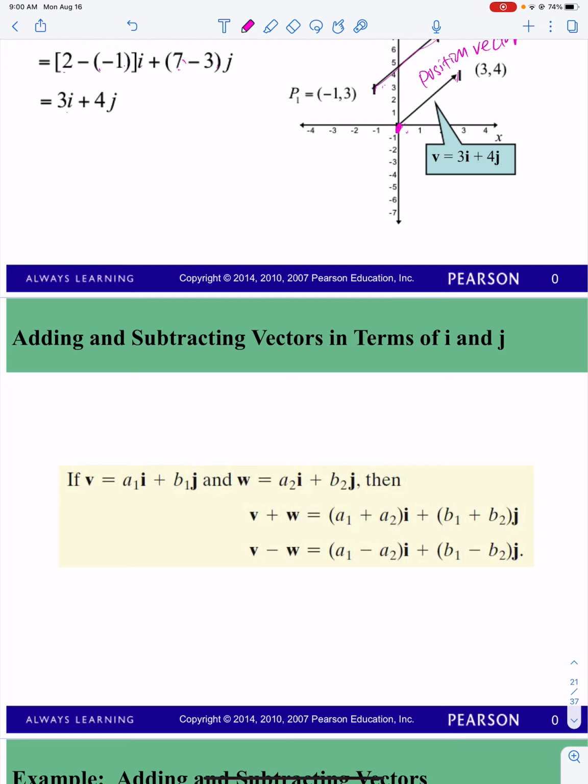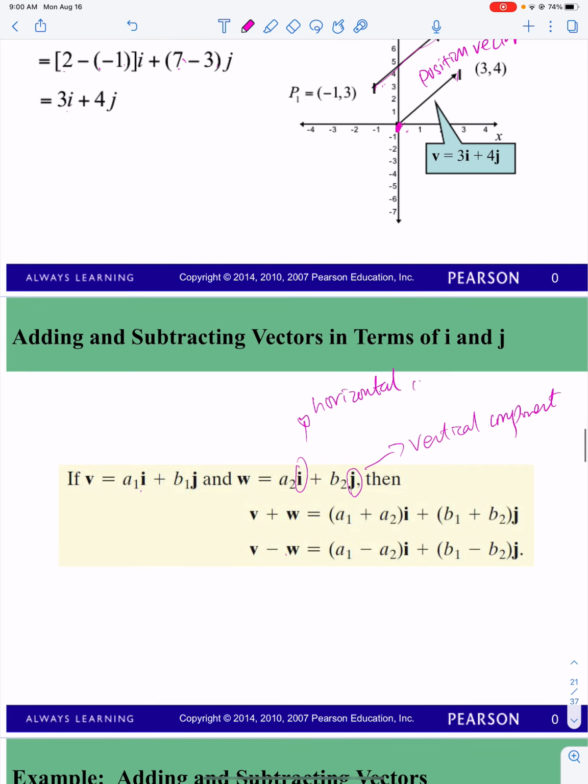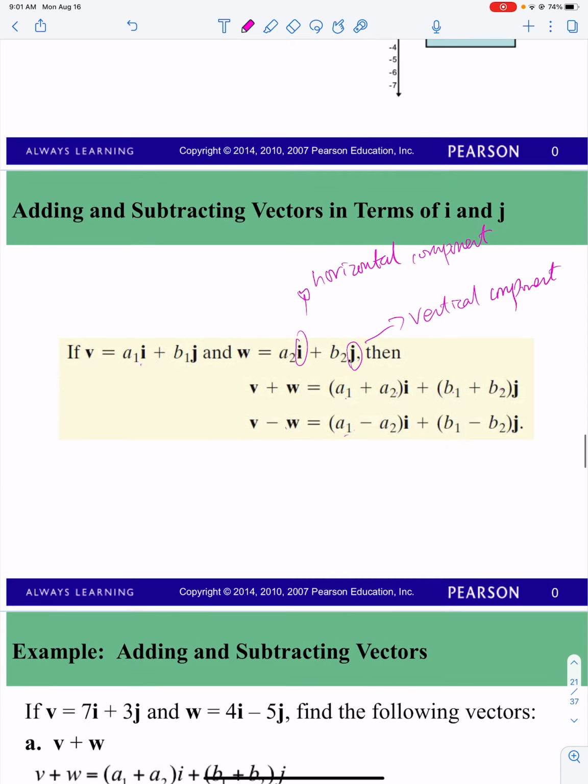Okay, so the next thing we wanted to talk about is adding and subtracting vectors. So how could you add and subtract? This is also called the horizontal component, and this is your vertical component. Your vertical component is your y component, and your horizontal component is your x component. What will you do? You add the x components and the y components, or subtract the x components and subtract the y components.